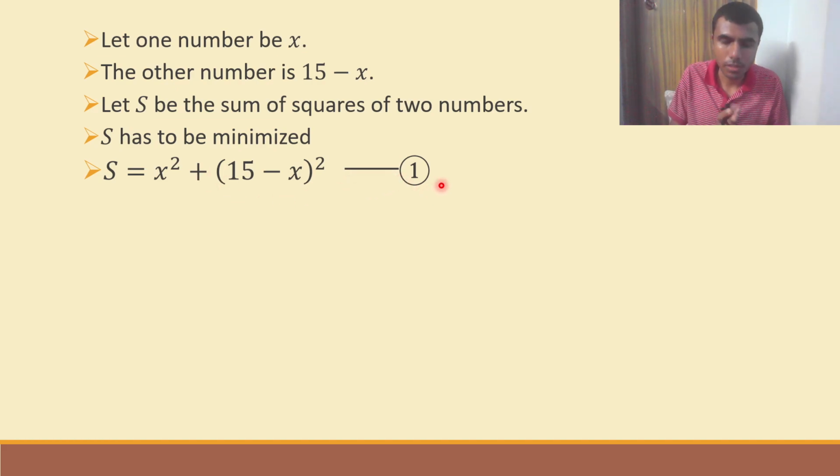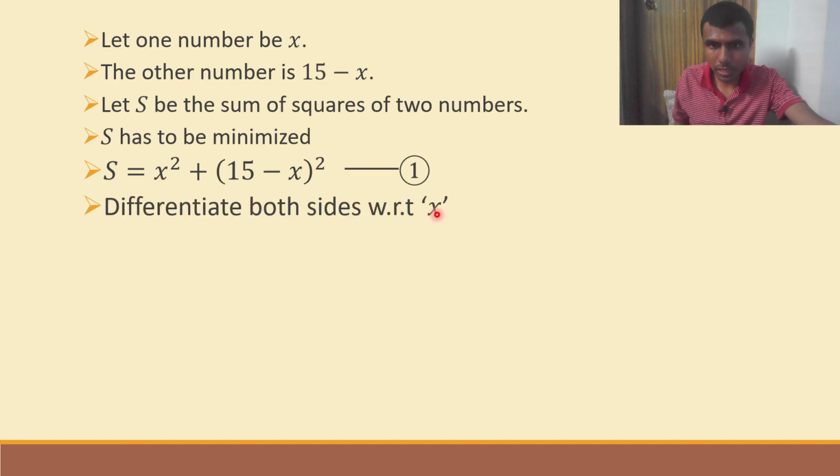Now, how to minimize S? For that, at a maximum or minimum, dS by dx will be equal to 0. We have to do that. So first find the derivative: differentiate both sides with respect to x, so that I can get dS by dx, since S has to be minimized.